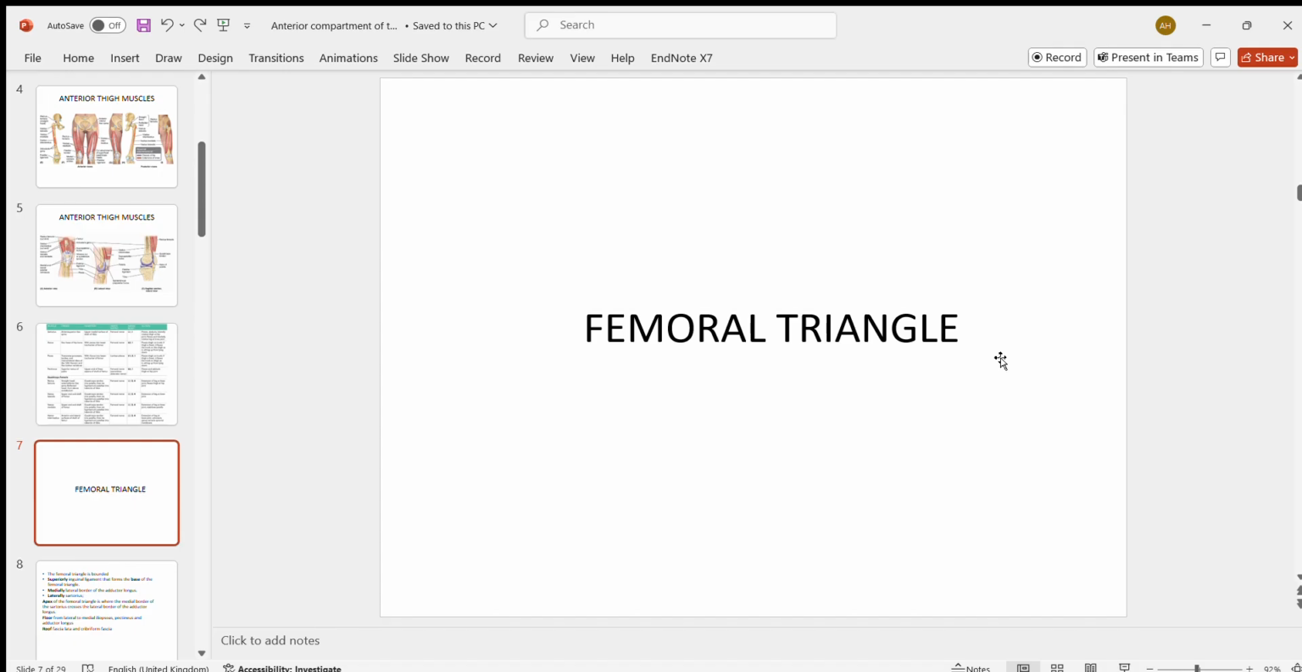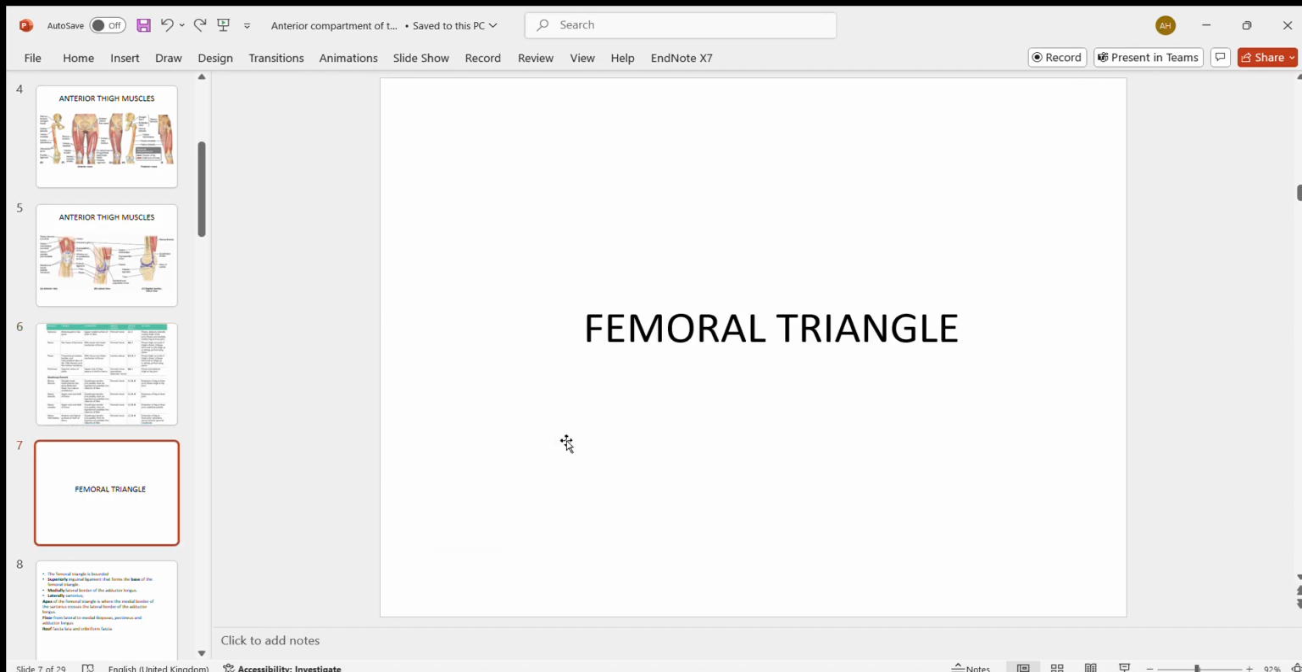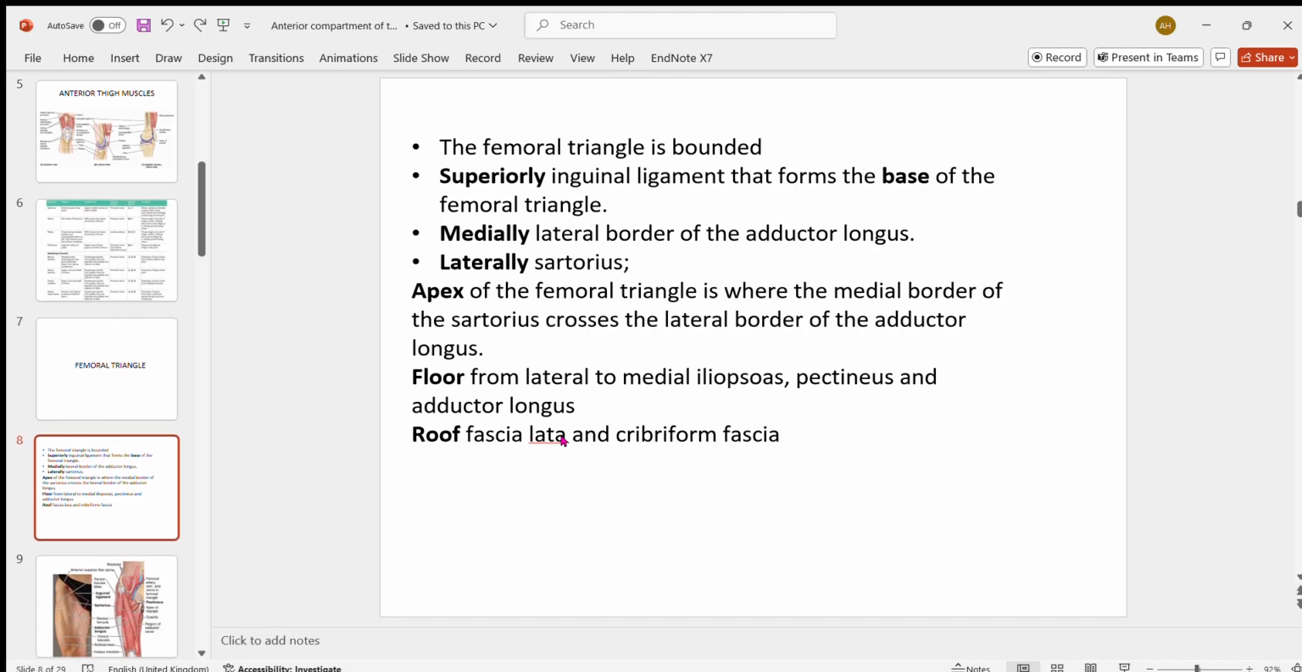All these muscles are supplied by the femoral nerve, and the action of these muscles is such that the sartorius, iliacus, psoas, and pectineus are the flexors of hip, and the quadriceps femoris are the extensors of knee. So this group is flexors of hip and this group is extensors of knee. Then we are going to discuss the femoral triangle.